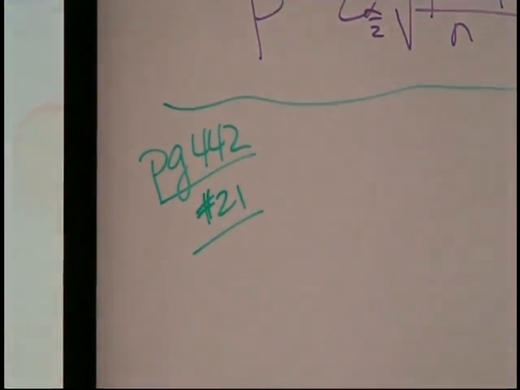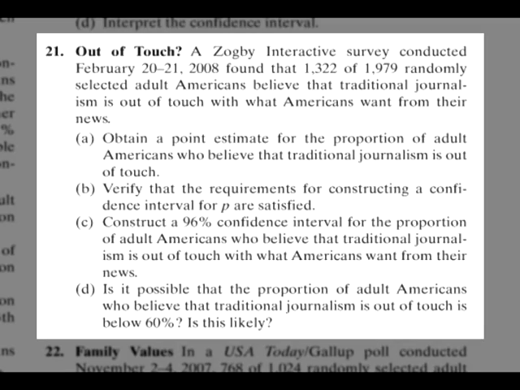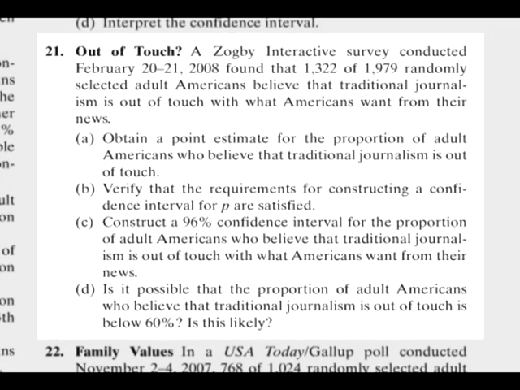It says a Zogby Interactive survey conducted February 20th through 21st, 2008 found that 1,322 of 1,979 randomly selected adult Americans believe that traditional journalism is out of touch with what Americans want from their news. Obtain a point estimate.